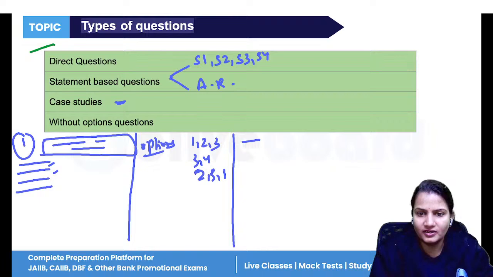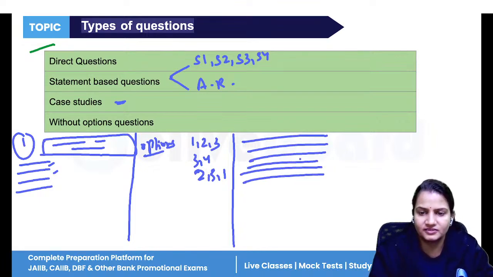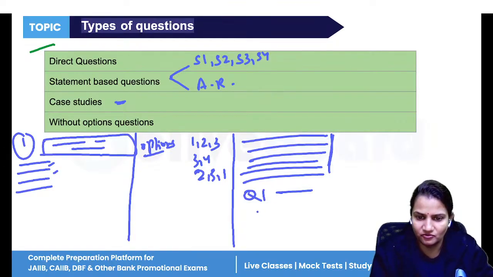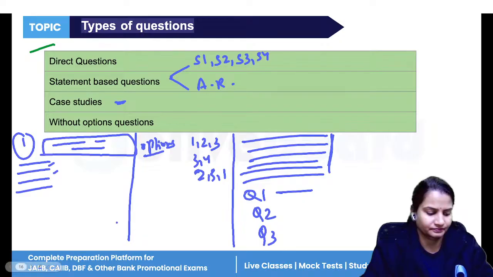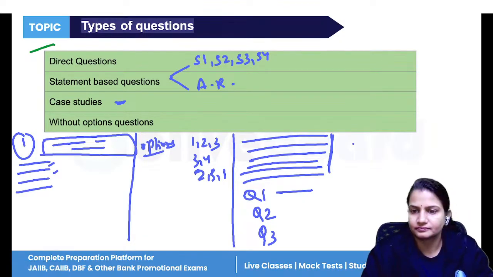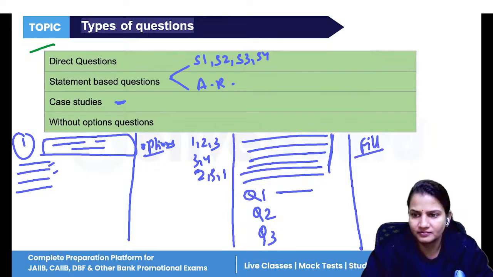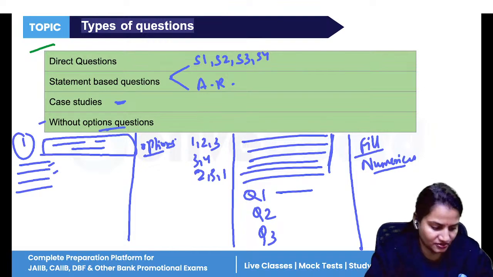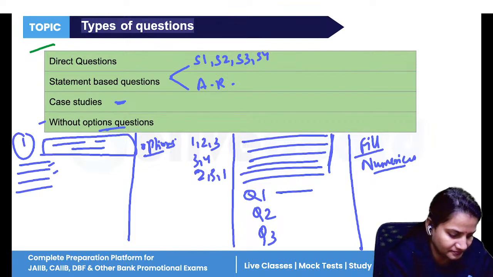What is the case study question? A big case study is given to you, 5, 6 lines, and you have to read this case study, analyze everything, and from this case study, the questions are put in the exam. Question 1, question 2, question 3, question 4, likewise. Then what is the without option question? The question where no options are provided to you, like fill in the blanks. Then sometimes you will see numerical questions also where no option is given to you. So these are without option questions. Any doubt to anyone till here?